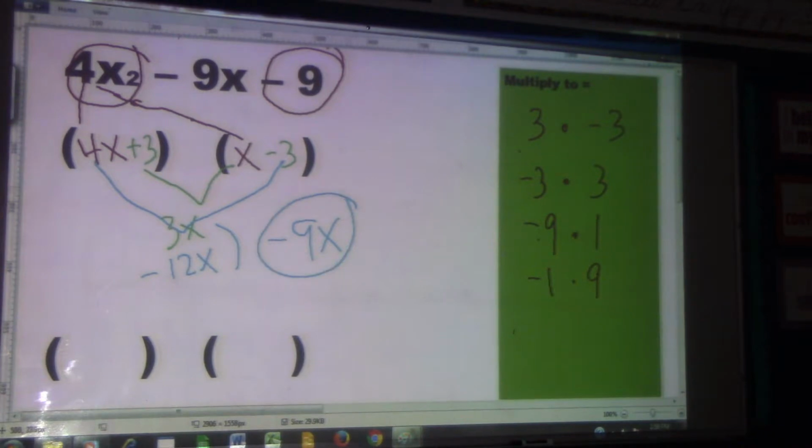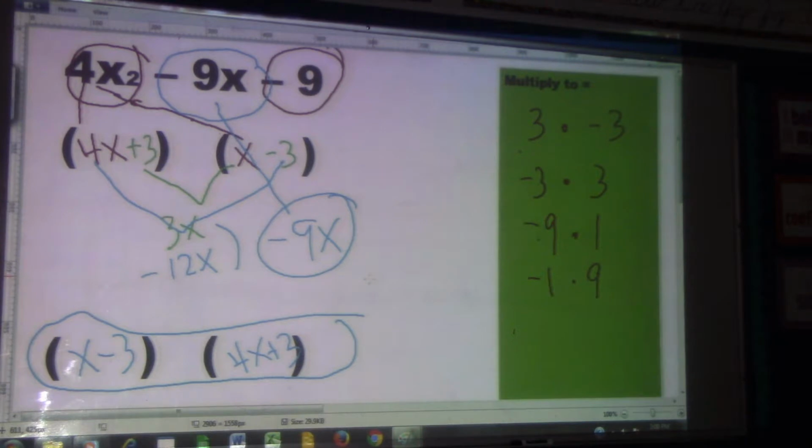Now here's the rule. If this matches the middle term, the problem is right. So does this match the middle term here? Yes. So on our first try we were actually right. We can write our problem out as x minus 3 times 4x plus 3. Okay, so we have our total answer right down here.